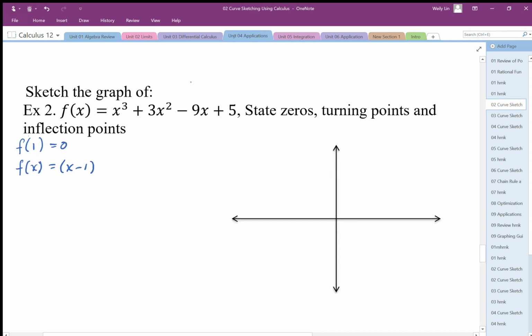I'm going to use synthetic division here. So I'm going to use x minus 1. Okay, I'm going to use a factor. I'm going to subtract.